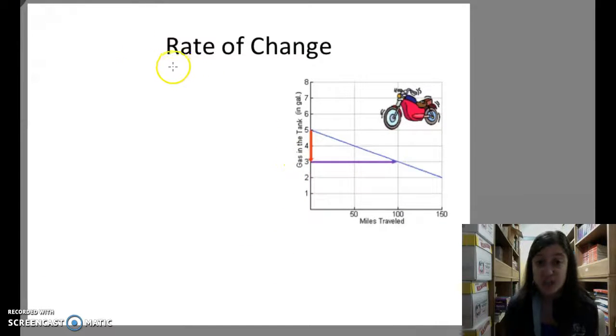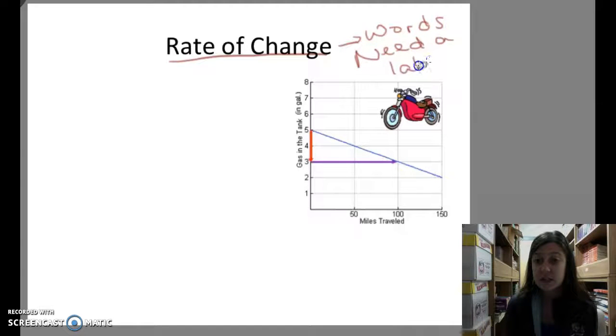Okay, rate of change, again, is when you have actual words. When you have a real situation. And when you have actual words, you need a label at the end. Rate of change, when there's actually words, you can have a mixed number. Mixed numbers are okay.